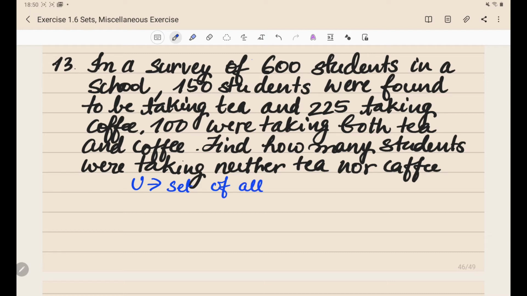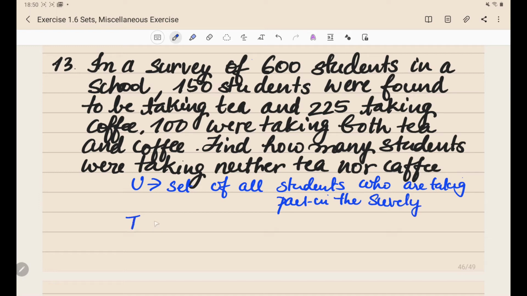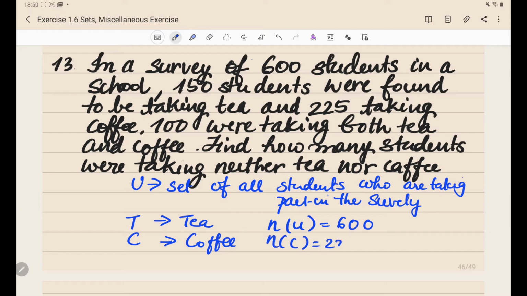Here, U is the set of all students who are taking part in the survey. So let's consider that set, that is U is the universal set, the set of all students who are taking part in the survey. And let T be the set of students taking tea, and C be the set of all students who are taking coffee. So it is said that n(U), the number of students, is 600. The number of students taking coffee, n(C), is 225. And the number of students taking tea, n(T), is 150. Then what is said? 100 were taking both tea and coffee, that is n(T intersection C) is given as 100.